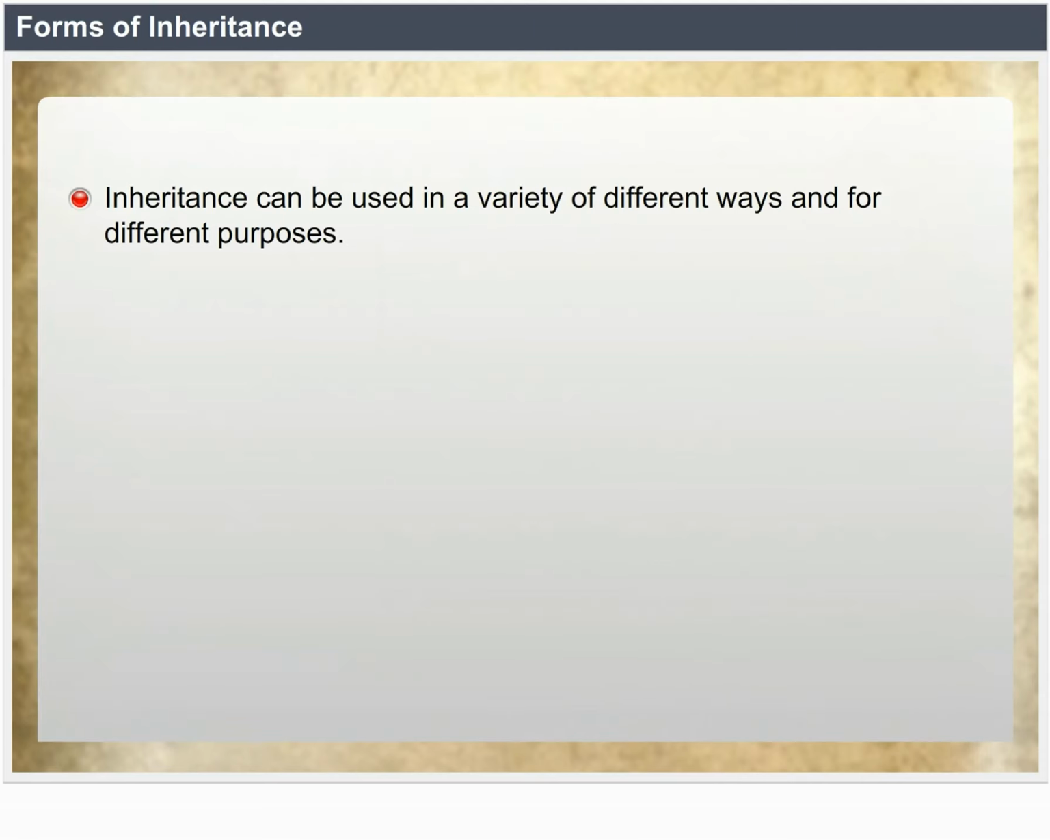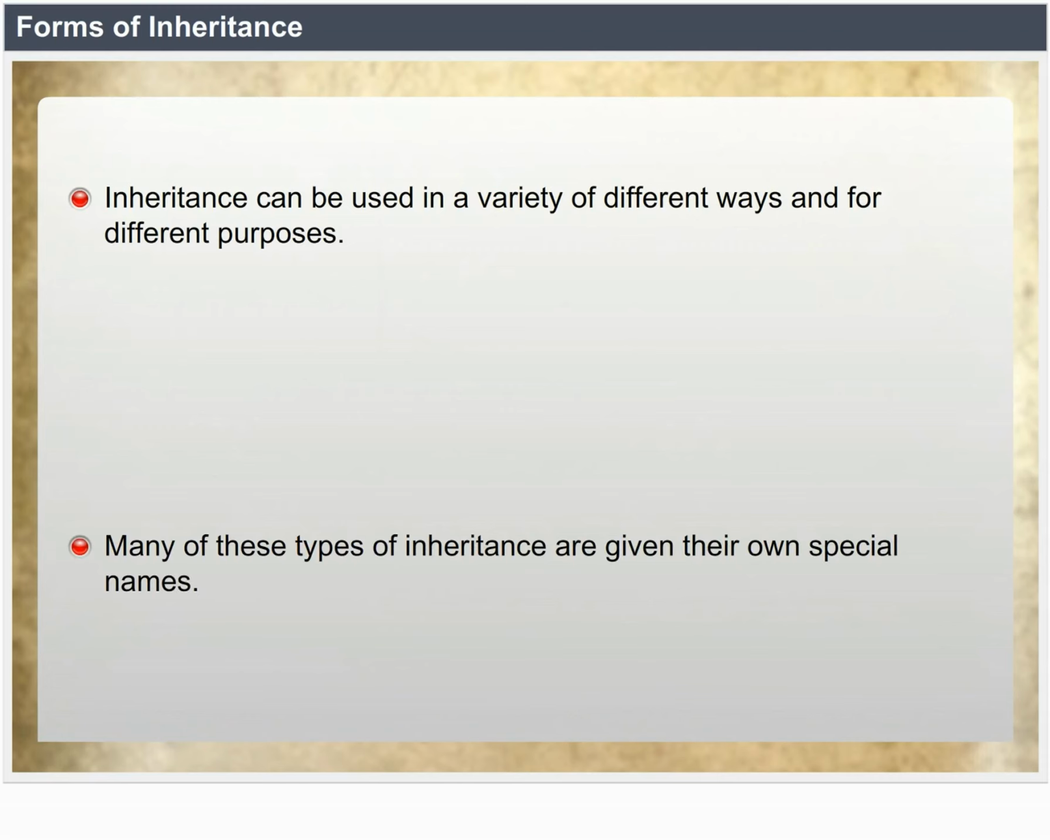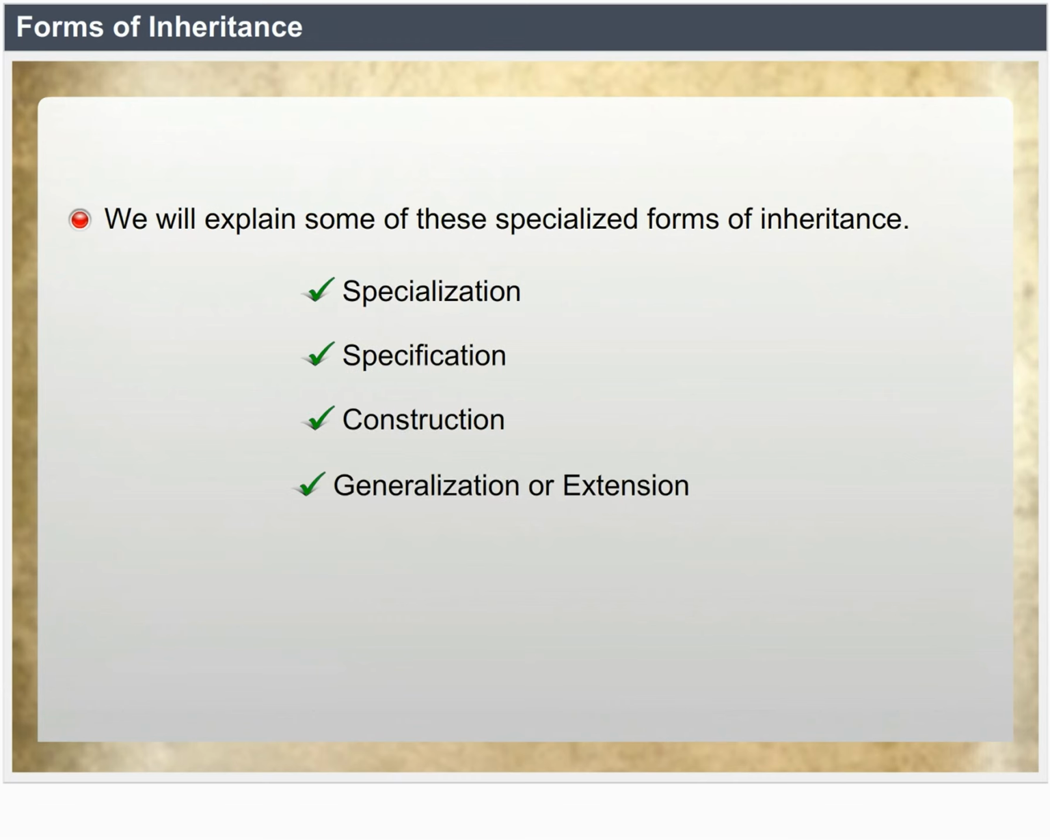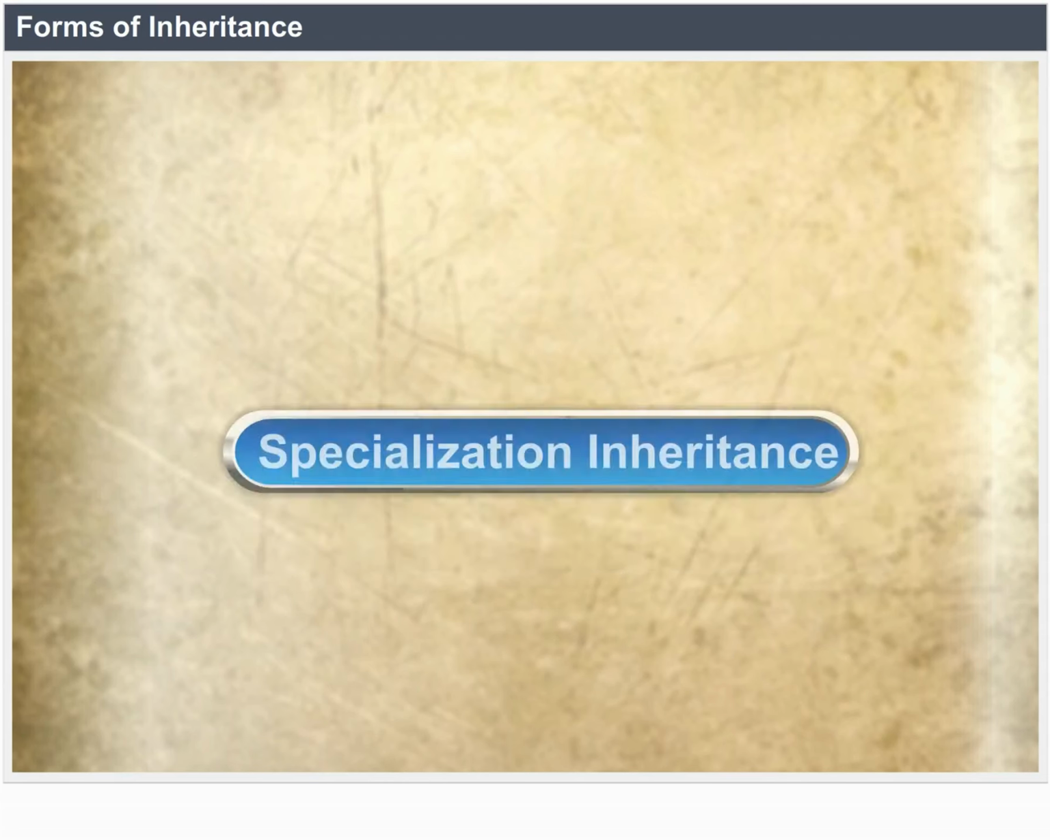Forms of inheritance. Inheritance can be used in a variety of different ways and for different purposes. Many of these types of inheritance are given their own special names. We will explain some of these specialized forms of inheritance: specialization, specification, construction, generalization or extension, limitation, and variation.